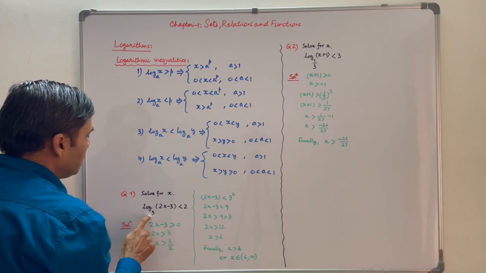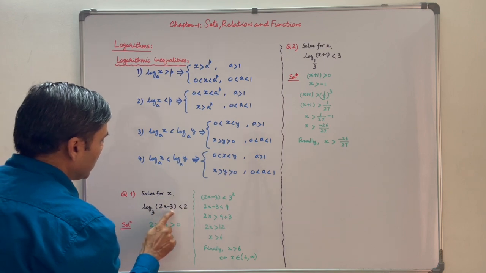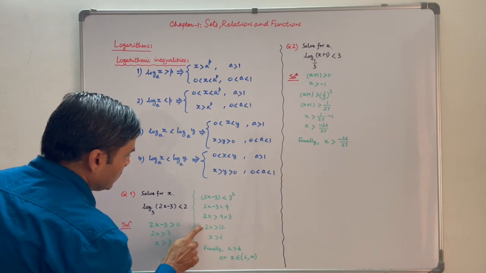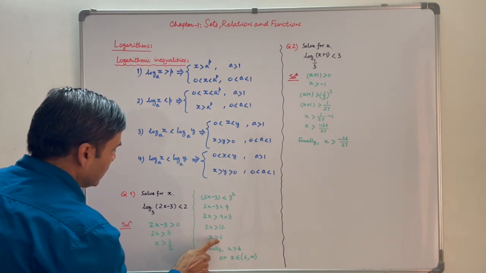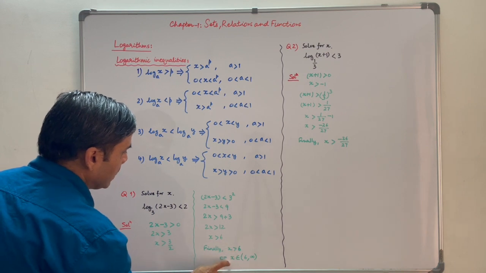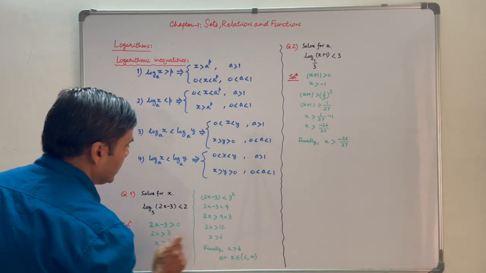In this question, base is greater than 1. So the second condition will be 2x minus 3 is less than 3 to power 2. So this gives x is less than 6. Combining these two, we can say that x lies between 3 by 2 and 6, or x belongs to 3 by 2 comma 6.